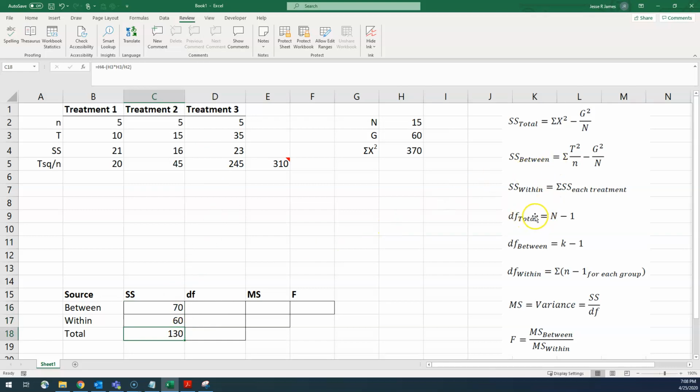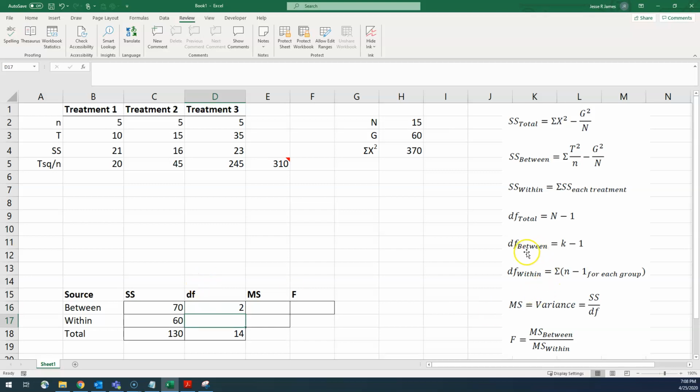Okay, your degrees of freedom are going to be computed. The total is big N minus 1. So I'm going to come down here and I'm going to say equals big N minus 1. I'm going to come here to between and write k minus 1, the number of treatments, k. There's three treatments. 3 treatments minus 1. You can just put 2, or you can write equals 3 minus 1, whatever you want.